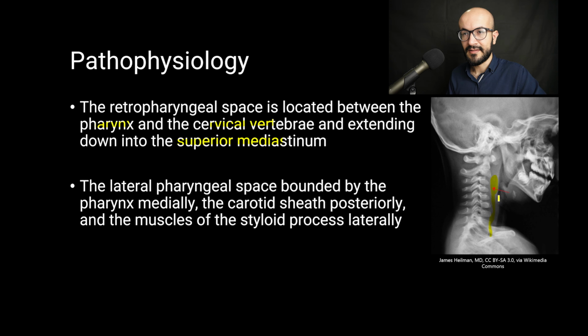So the retropharyngeal space is located between the posterior pharynx and the cervical vertebrae, like you can see here, and it extends down into the superior mediastinum, while the lateral pharyngeal space is bounded by the pharynx medially, the carotid sheath posteriorly, and the muscles of the styloid process laterally.